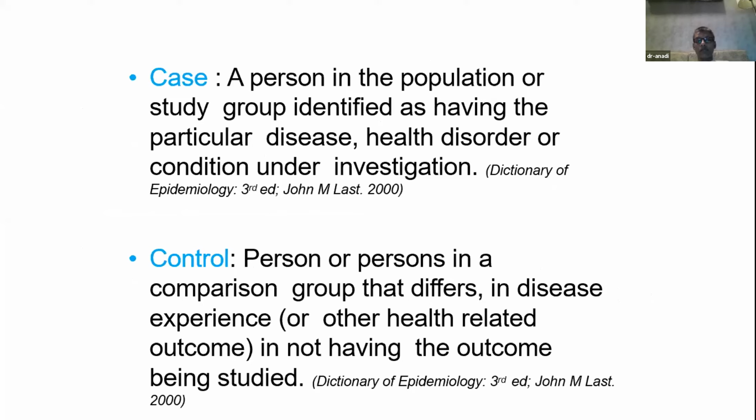A case is a person in the population or study group identified as having the particular disease, health disorder or condition under investigation. A control is a person in the comparison group that differs in disease experience, not having the outcome being studied.